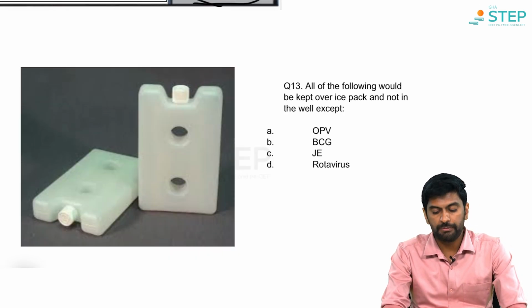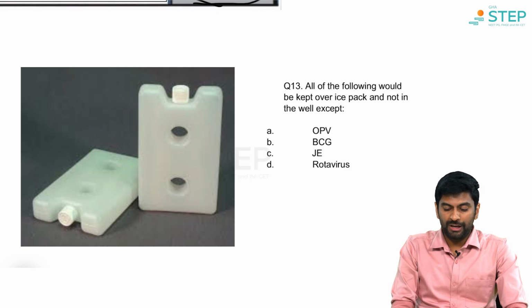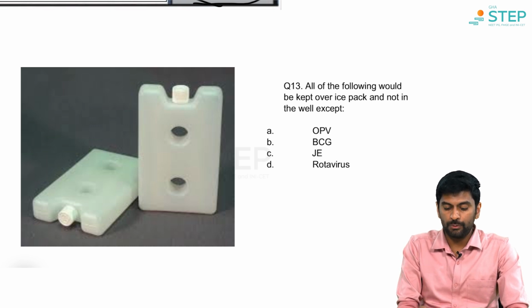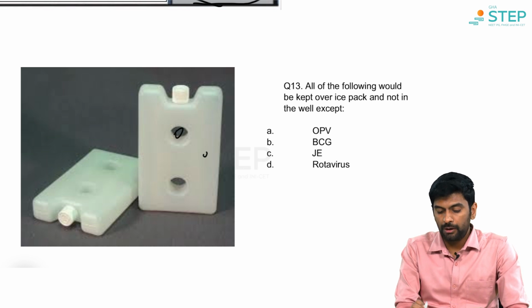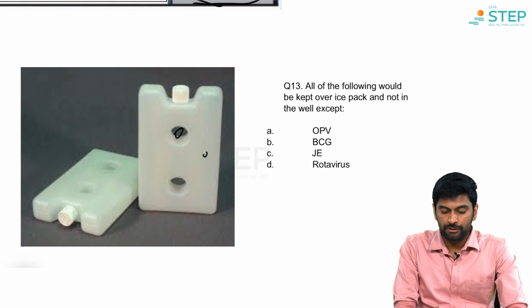All of the following would be kept over an ice pack and not in the well, except. That means to say, all of these vaccines are put either inside the well or on the surface. Alright. Now, which one of these is not put just on the surface? Which one of them has to be put inside the well?